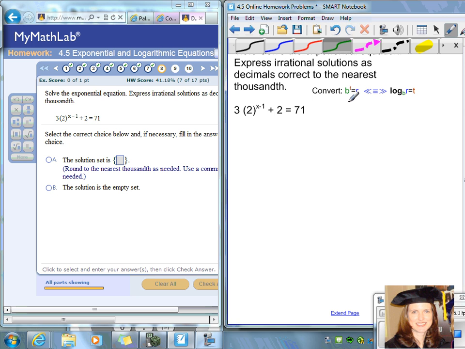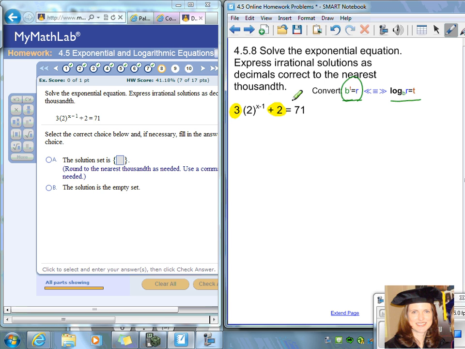We want to get it in the form of b to the t equals r, one base, one exponent, one argument. If we can get it down to b to the t equals r, then we can convert it to logarithms. To do that, we want to get rid of this plus 2 and this 3 out in front. If we were to simplify so that we have one base, one exponent, one argument, we can rewrite it.